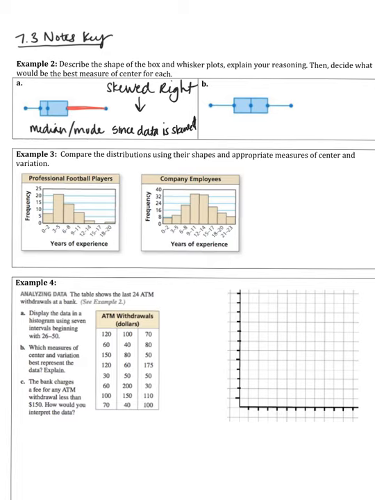The next distribution doesn't seem to have a tail in either direction. Therefore, we would say that it is approximately symmetric. And for approximately symmetric distributions, you can use the mean, median, or mode as an appropriate measure of center. They should all be approximately the same in a symmetric distribution.